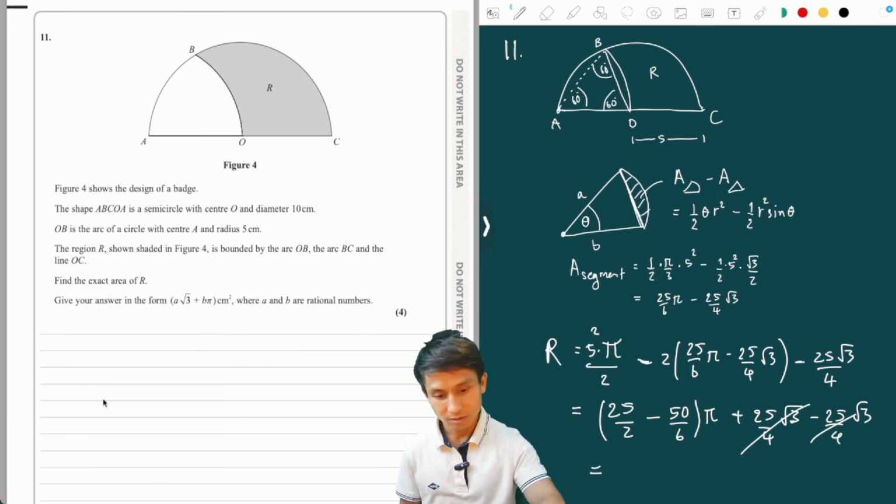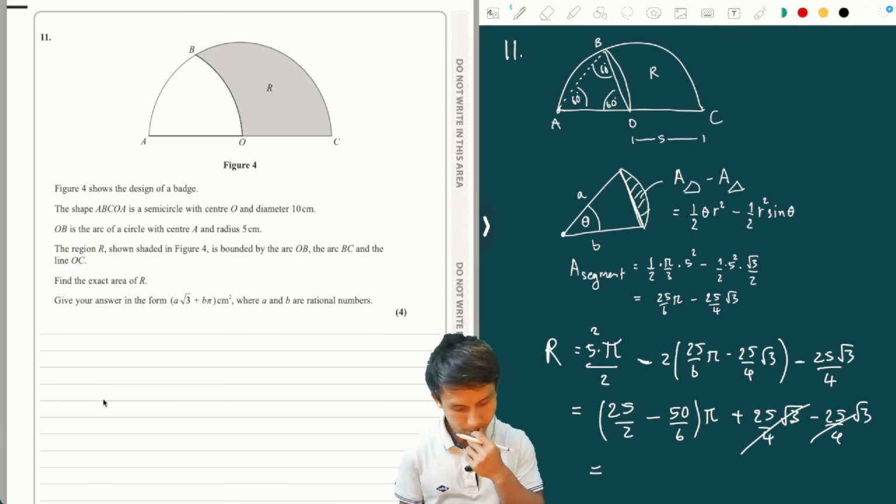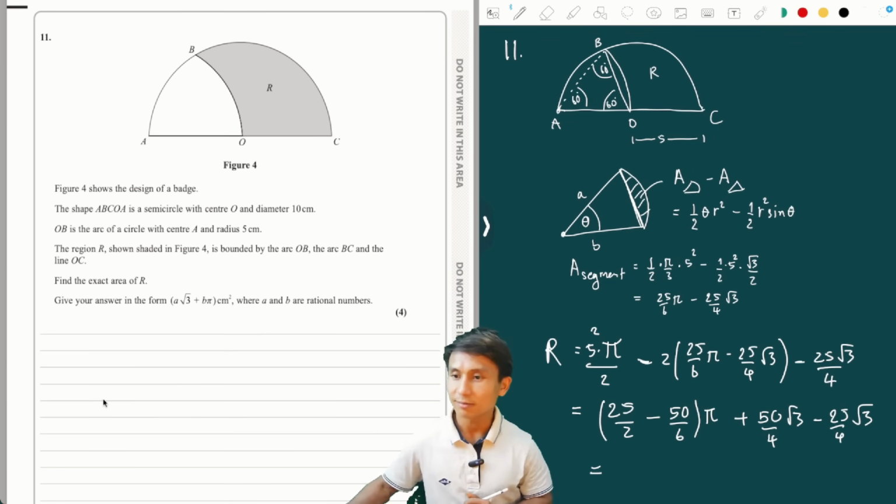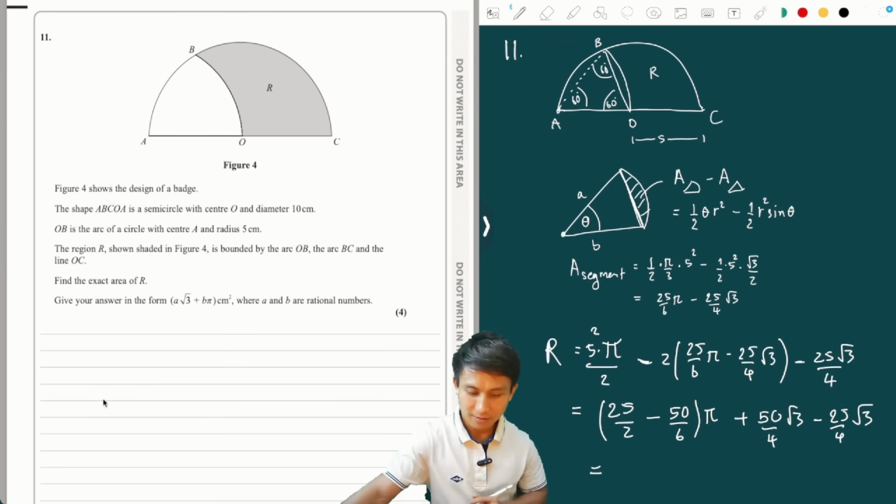What did I do wrong? Oh! Stupid, I forgot to multiply 2 out. Yeah, so this is plus 50 over 4 root 3 minus 25 over 4 root 3. Yep. I mean, I did multiply for the pi term, but not for the other one. Forgot to expand that in.